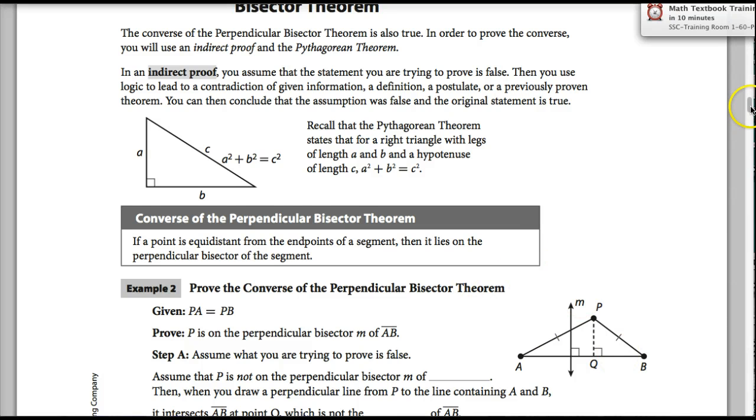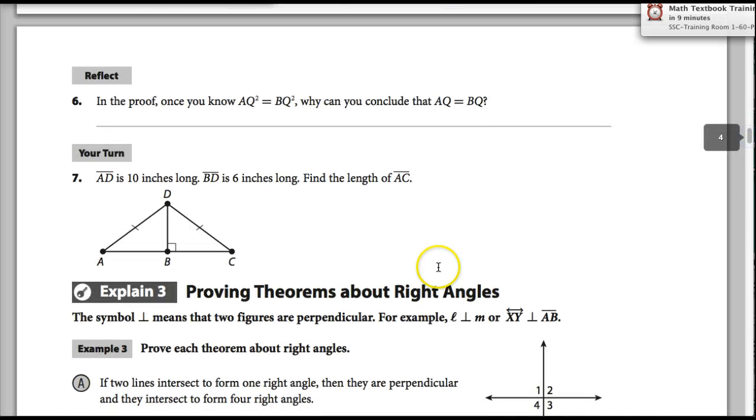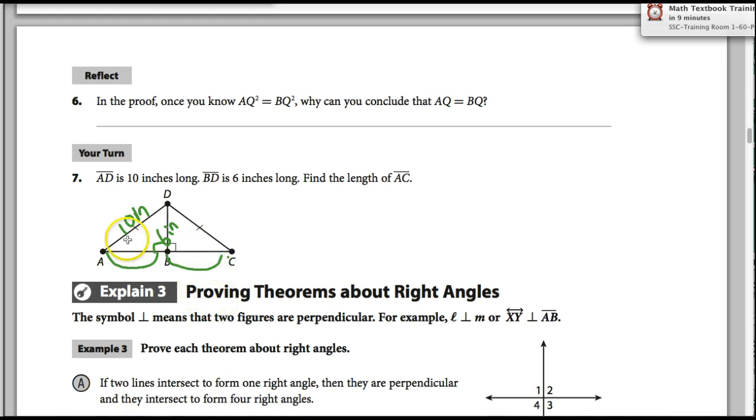So anyway, it's just the opposite, and that's what you have to know. If the length is the same, same thing. If AD is 10 inches long and BD is 6 inches long, then find the length of AC. For this one, you're going to use the Pythagorean theorem: 10 squared is equal to 6 squared plus x squared. When you find this length, you're going to add it because there's two of them, because they measure the same.